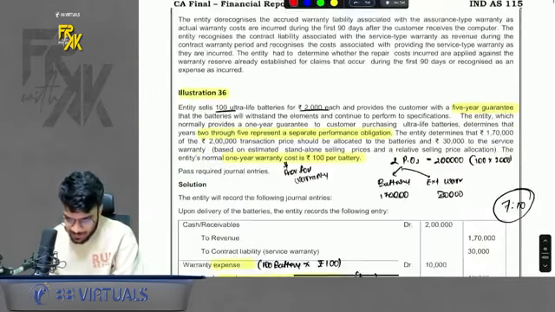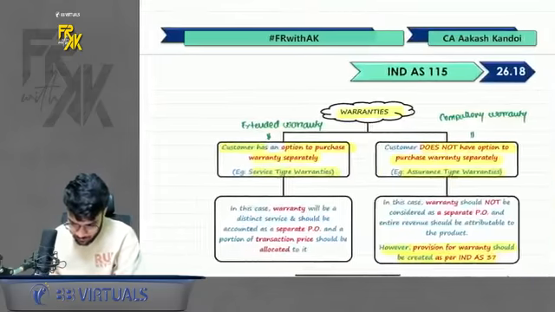36 is very similar. A simple question compared to 35. You can just give it a read. Okay, this was about warranties.